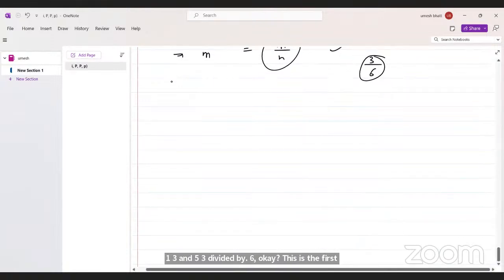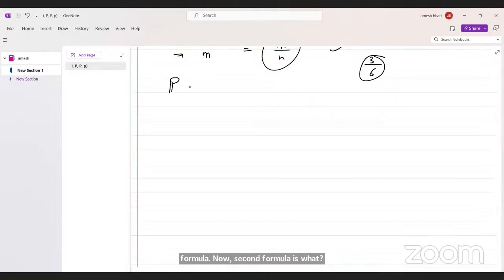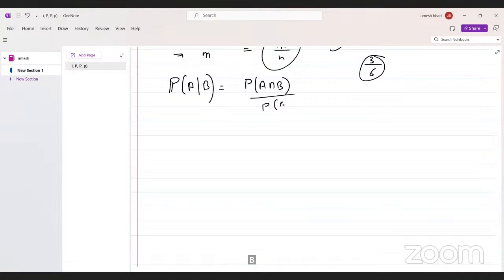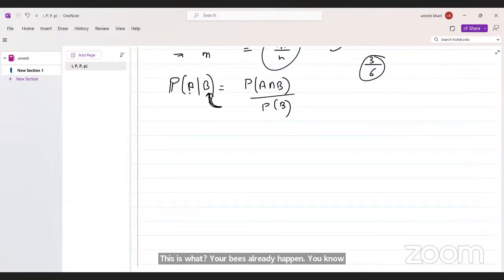Now the second formula is for conditional probability, which is probability of A given B. So this is probability of A intersection B divided by probability of B. Your B has already happened. You know that B is happening. And what is the probability that A will then happen?